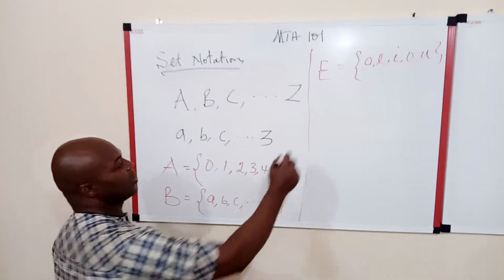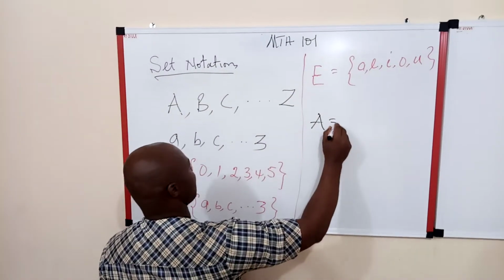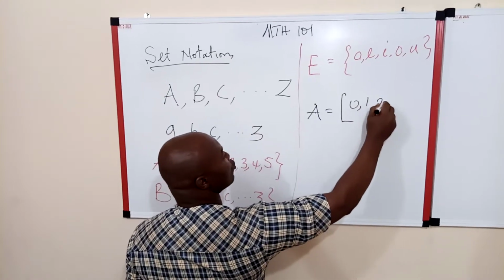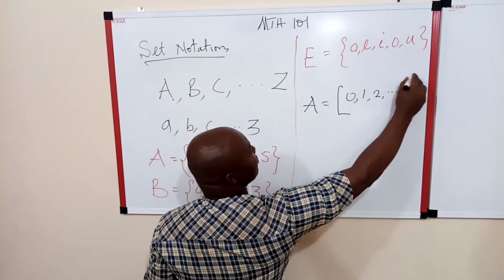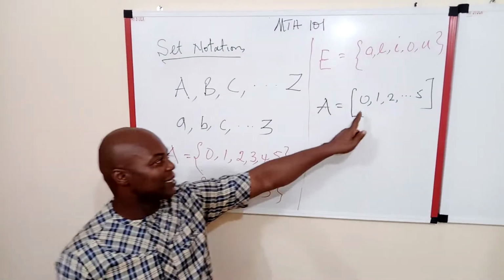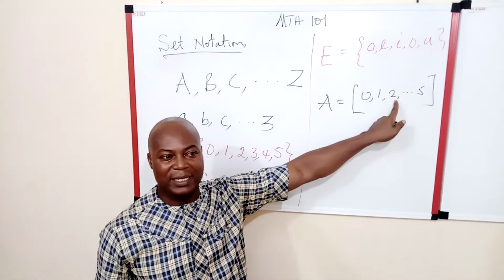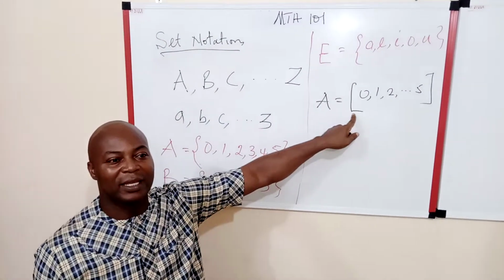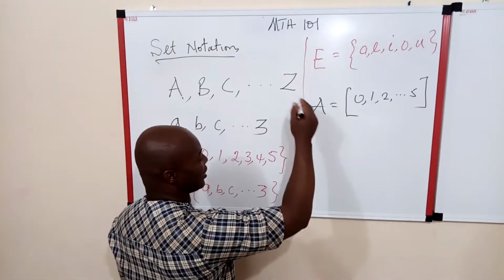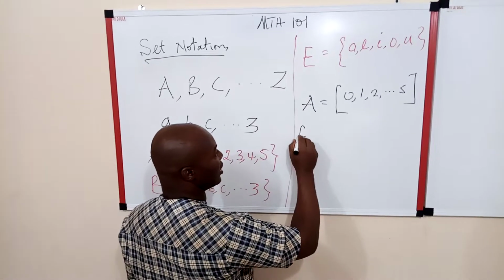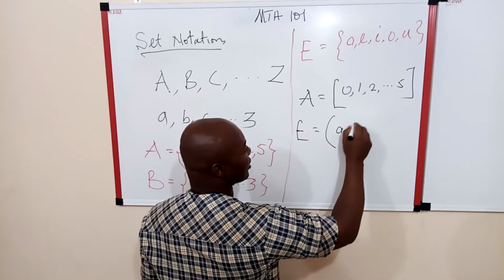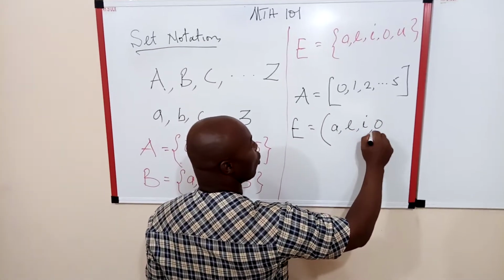So in other words, if I choose to write A equals 0, 1, 2, so on to 5, we might not recognize this as a set, because yes, the elements are separated with commas, but not enclosed in a curly bracket. Let's consider another one, say E, and we use these other brackets and say a, e, i, o, u.